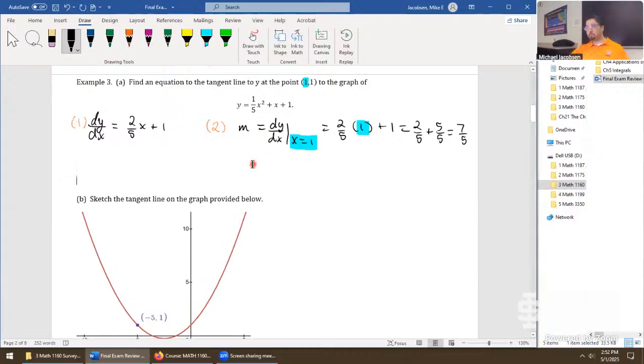That slope in place, we're practically done. Step 3 is just using the ordinary algebraic methods to build the equation of a line with that slope going through that point. Any questions getting through step 2?